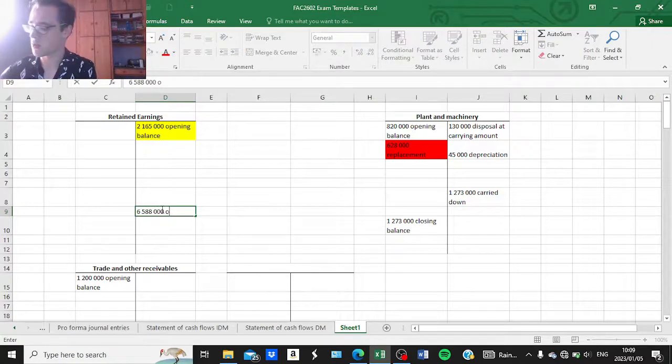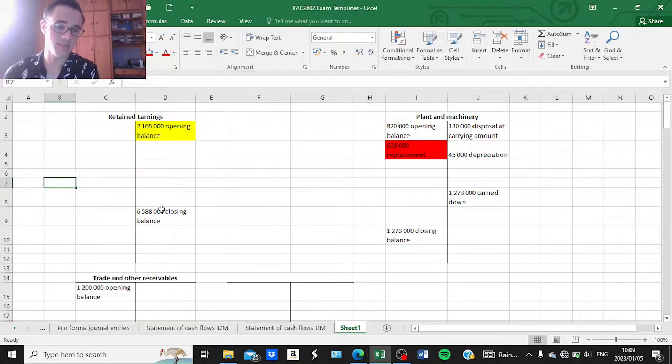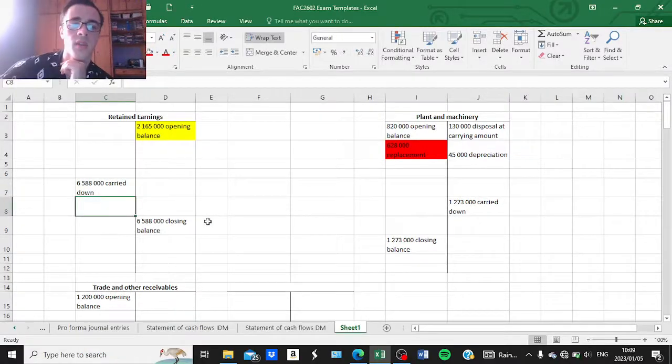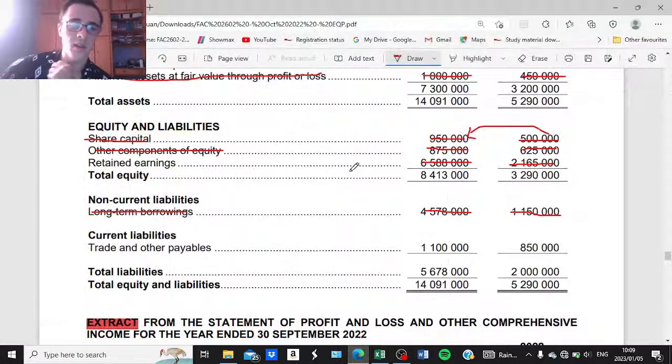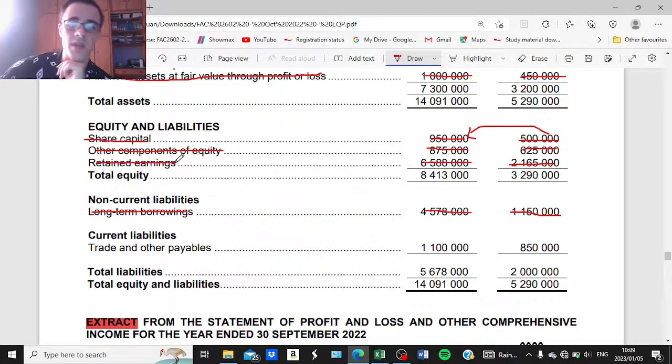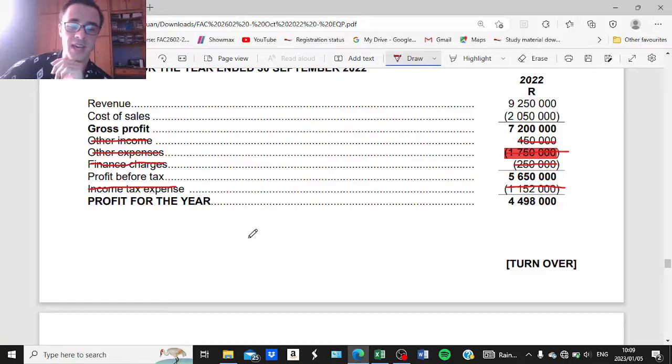6,588,000, which was the closing balance carried down from the debit side. 6588. All right. Now, the second item that we consider, apart from the balances, will be the profit before tax.